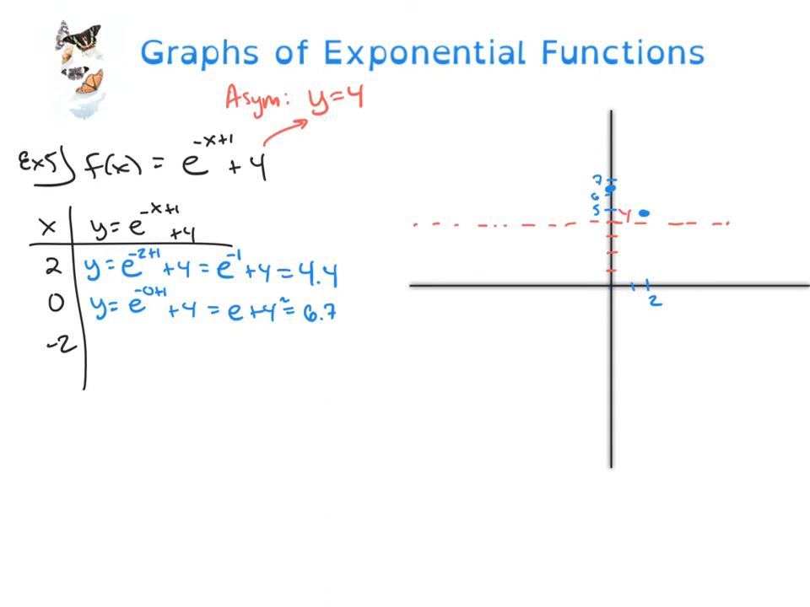And then finally, when x equals negative 2, y equals e to the negative 2 plus 1 plus 4 is e to the 3 plus 4. And plugging that into my calculator, e to the 3 plus 4 gives me 24.1 if I round. So at negative 2, I'm way off the charts, way up here at 24. But I've achieved what I wanted. I have a good idea of what my graph looks like. Definitely curves up to the left and then goes down to the right, the asymptote at 4.